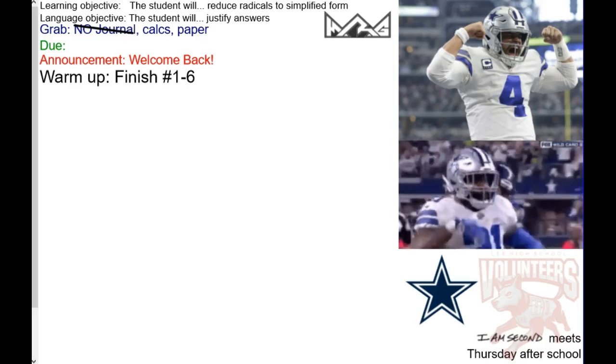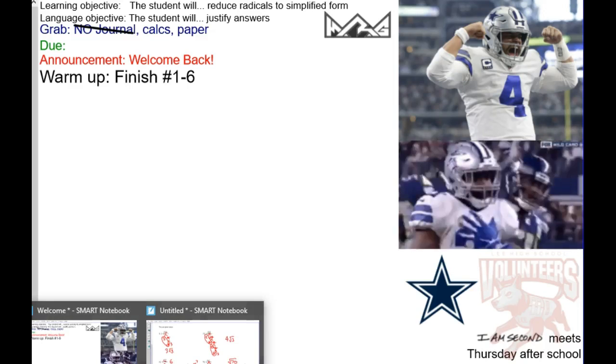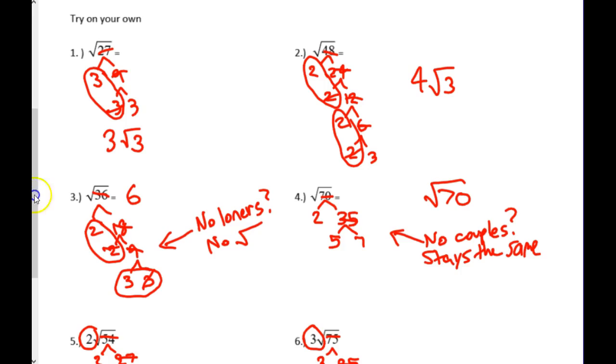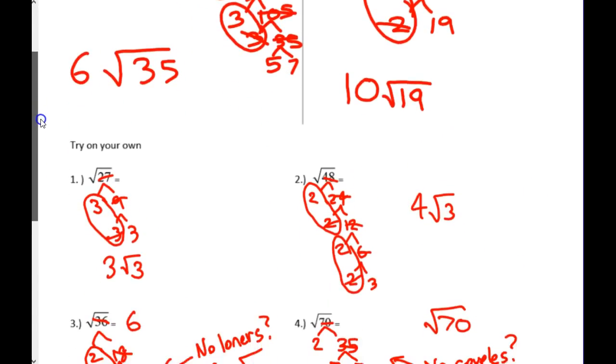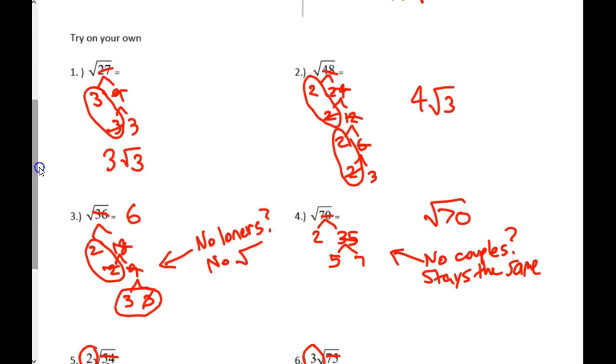Okay, so looking at our assignment, or not the assignment, the practice we did yesterday on the notes, we finished example 4 and 5, and then we had these example problems. So you can check these right now, the ones that you presumably have done. We'll talk through these though.